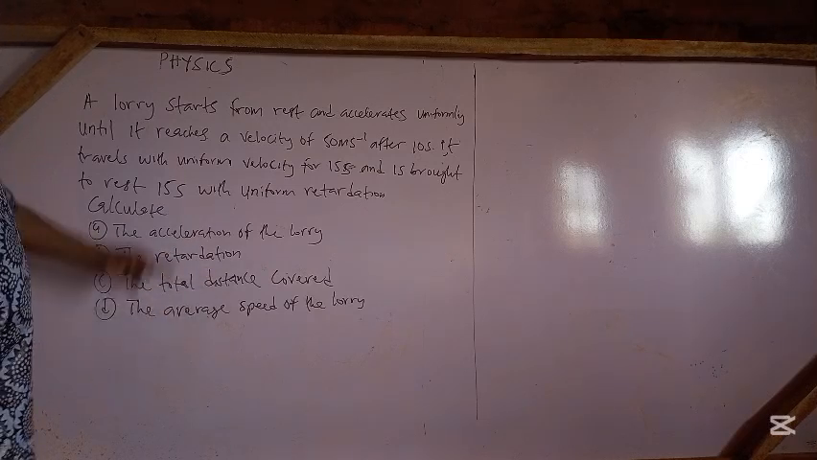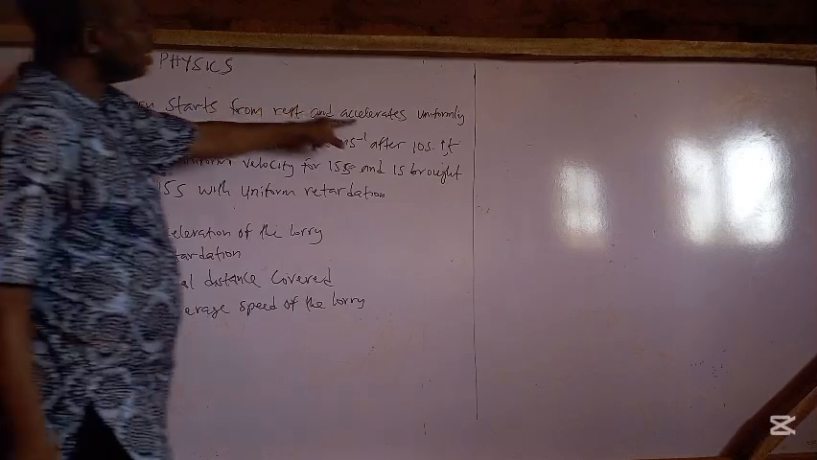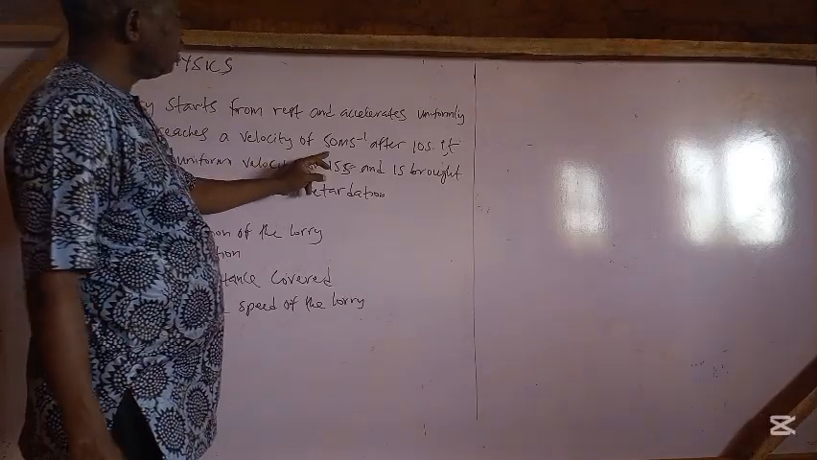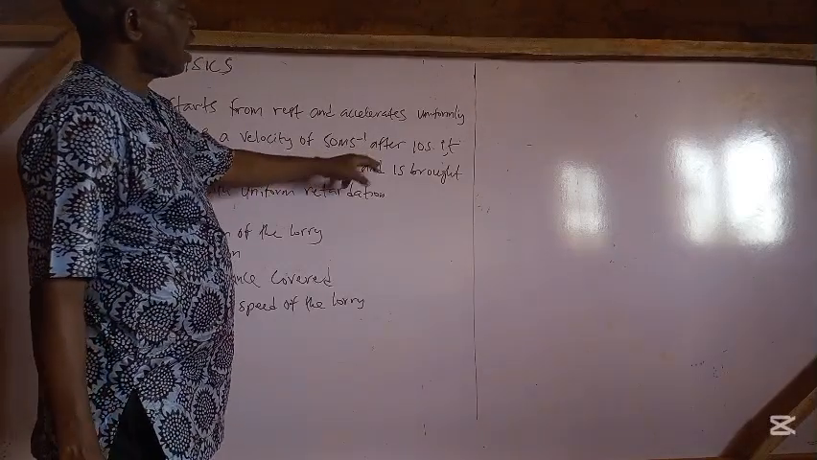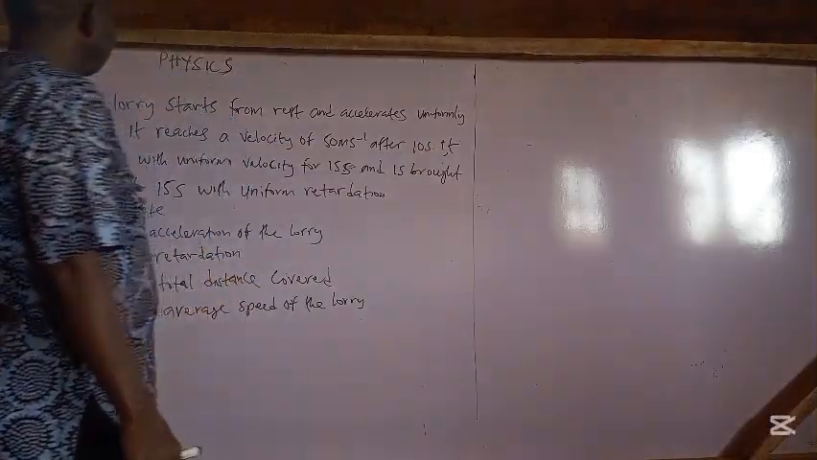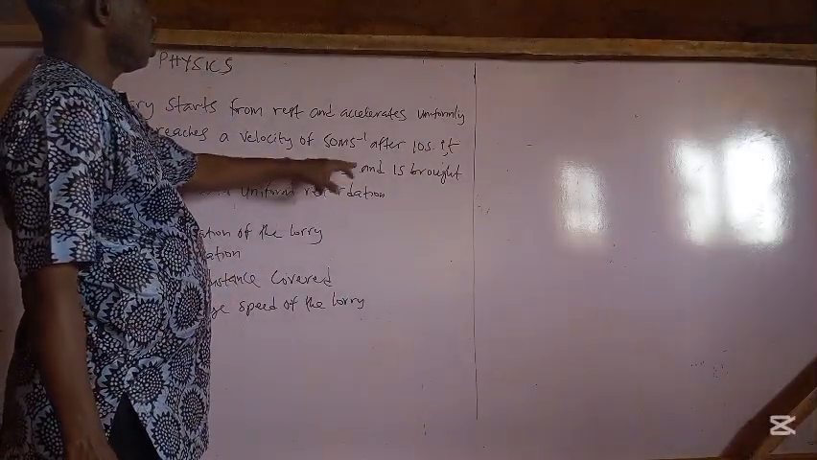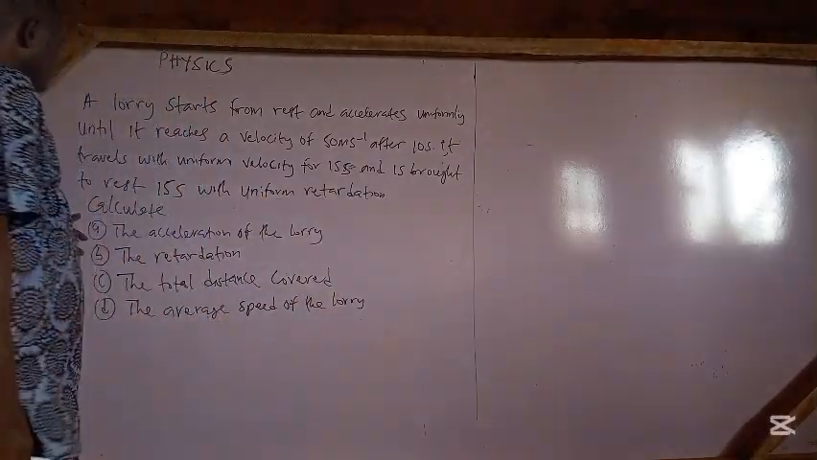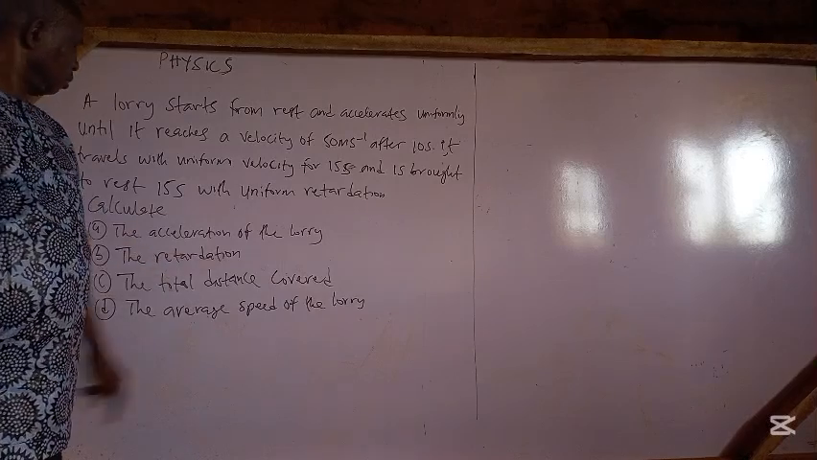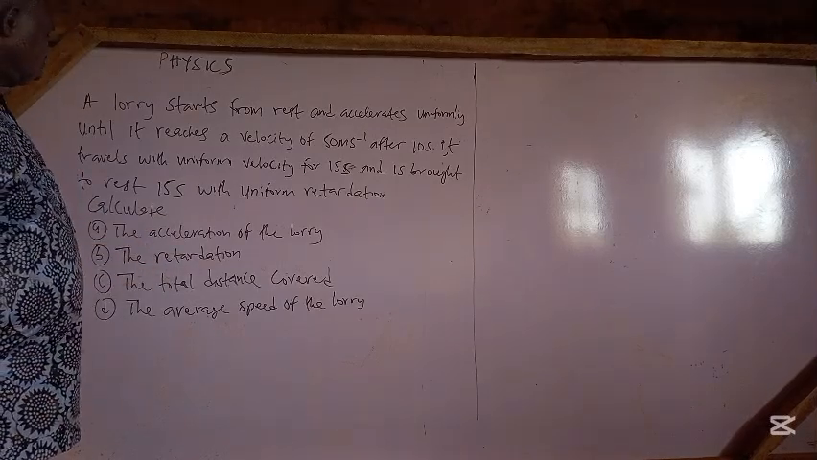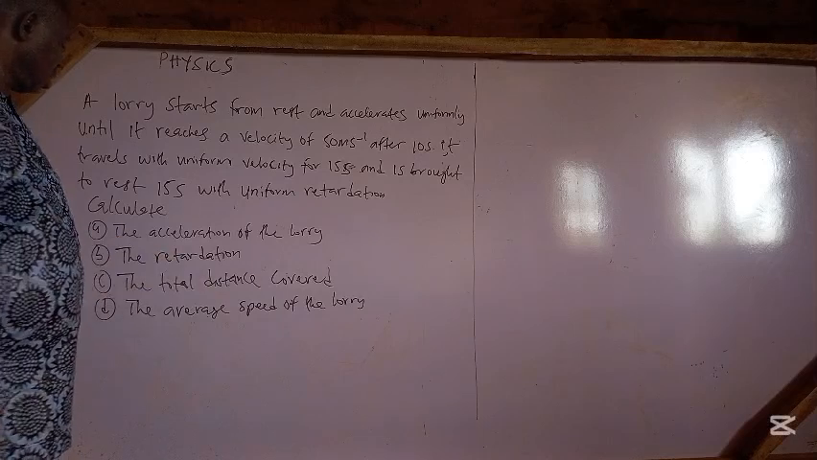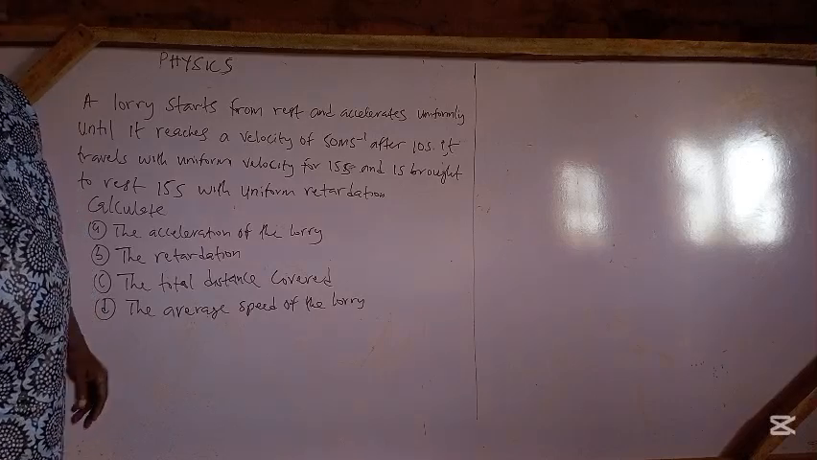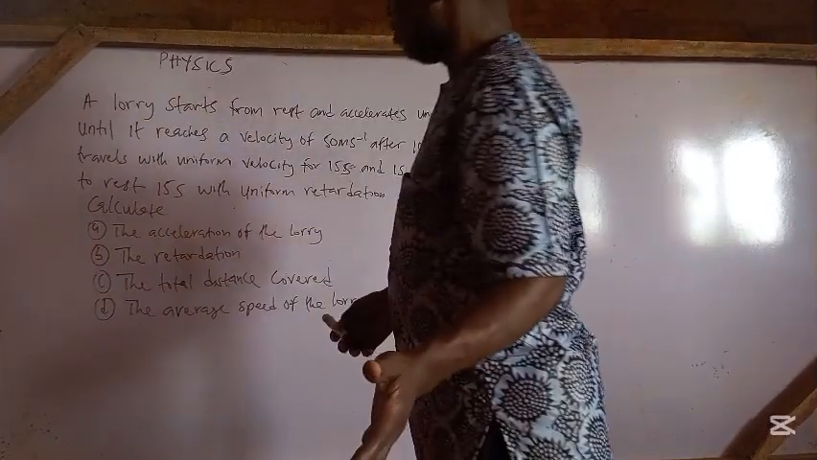Let me read the question again. A lorry starts from rest and accelerates uniformly until it reaches a velocity of 50 meters per second after 10 seconds. It travels with uniform velocity for 15 seconds and is brought to rest in 15 seconds with uniform retardation. Calculate A, the acceleration of the lorry, B, the retardation, C, the total distance covered, D, the average speed of the lorry. Now, the first thing is that you need a velocity-time graph.